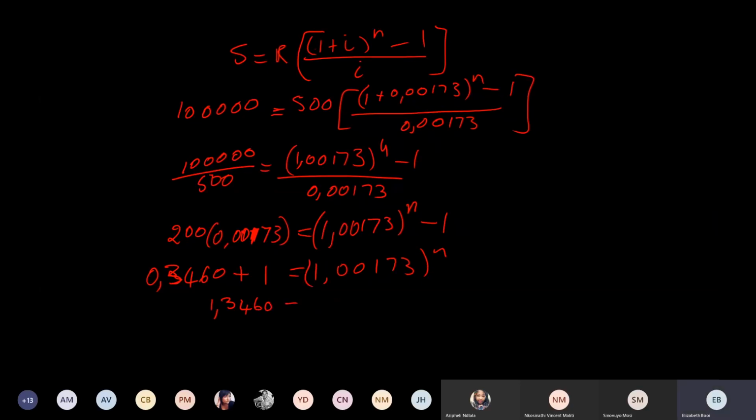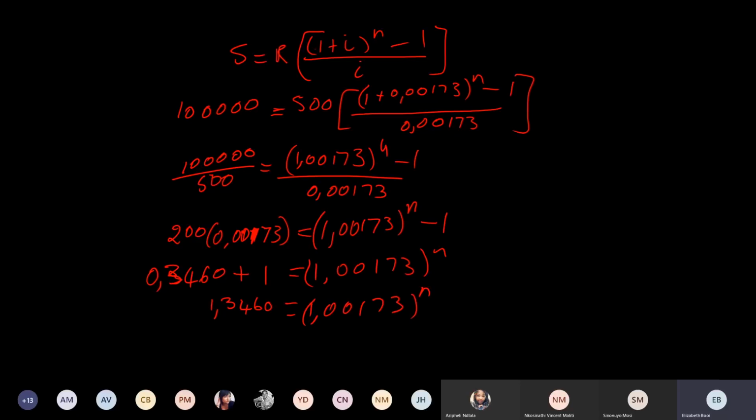And if I apply the log to the answers, I'm going to do this in a shortcut because I'm running out of space as well there. I'm going to do this, it will be 1.00173 to the power n.